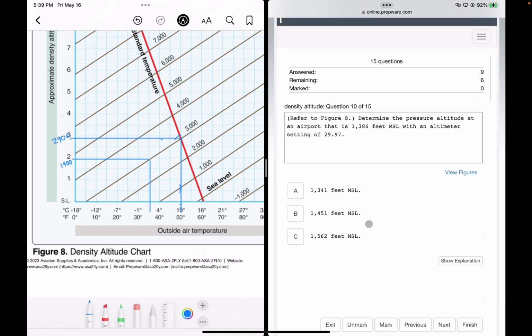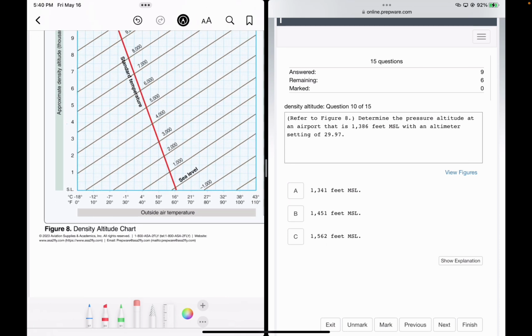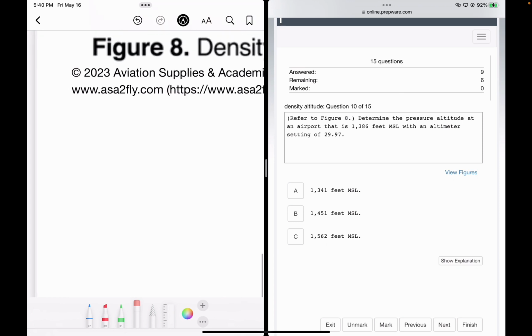Determine the pressure altitude at an airport that is 1386 feet MSL with an altimeter setting of 29.97. Okay guys, let's just do some math. I don't feel like using that chart, but if you would like to use that chart, that is up to you. We will use the chart just to double check our answers.